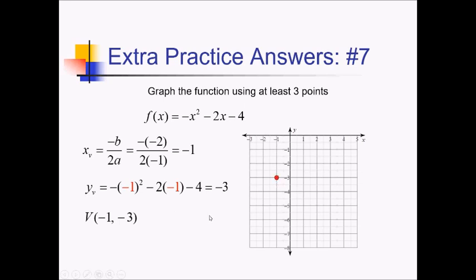And now for my other points, I can get one with the y-intercept. That's this constant negative 4 here. So that's 0 comma negative 4, which is right here. And then since we have an axis of symmetry going through my vertex, if I'm going 1 to the right of that imaginary vertical line for 1 point, I can go 1 to the left over here to get a symmetrical point. And now I have 3 points to graph my parabola.